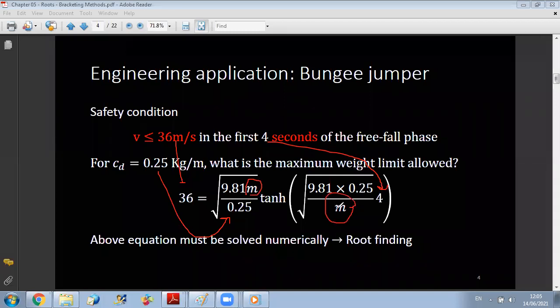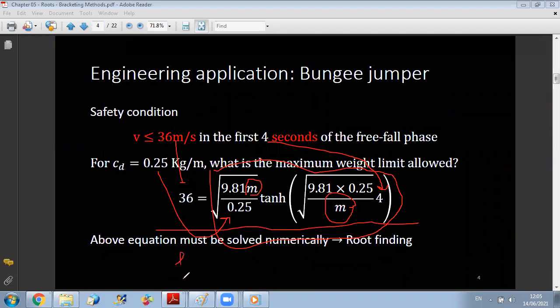But this equation is not an explicit equation. I cannot find m by exact calculation, just like this. Because as you can see here, it's a complex relation. So I will try to use numerical methods to find what is the value of m that will satisfy this equation. Since when we talk about roots, the form of the equation should be f of m equals 0. So all I have to do is to transform this equation into such type.